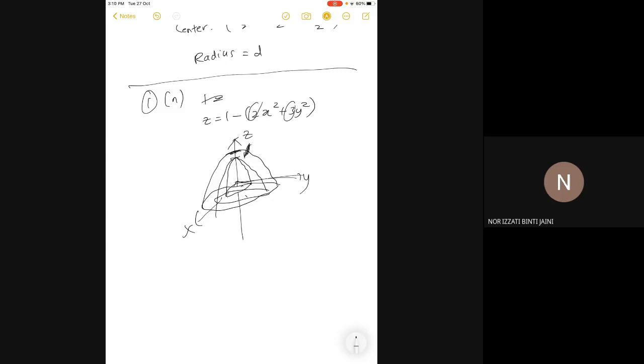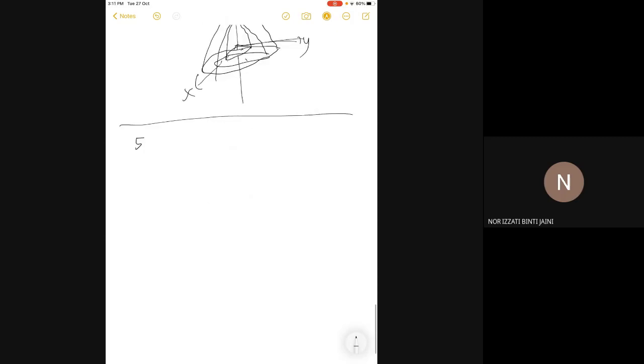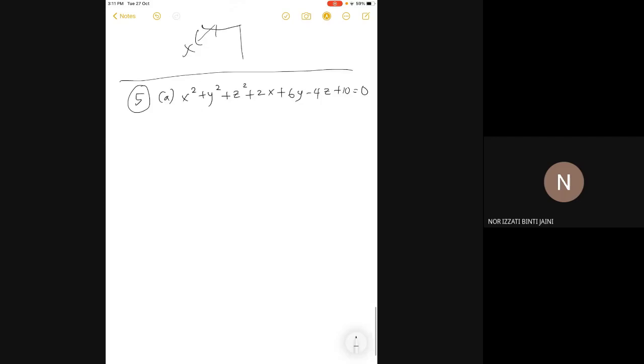Okay, nombor 5. Nombor 5 ni awak kena buat completing the square. Awak kena tahu macam mana nak buat completing the square. Okay. You have to know how to do the completing the square. Okay, saya tahu ada banyak cara lah nak buat completing the square dan memang banyak yang awak dah belajar kan sebelum-sebelum ni.